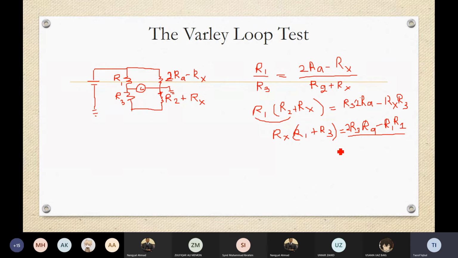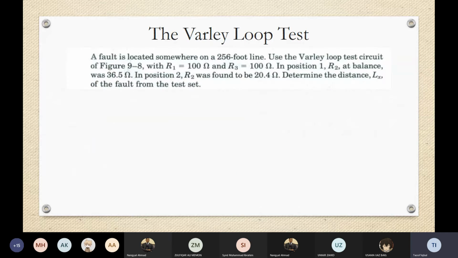So now we can divide this by R1 plus R3, and we can divide this by R1 plus R2. This is cancelled out and therefore we can now find the value of Rx. Okay? So let's solve.